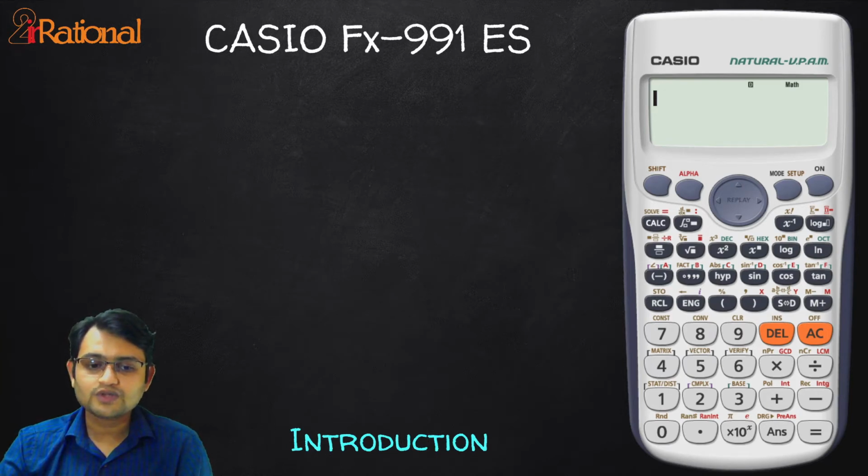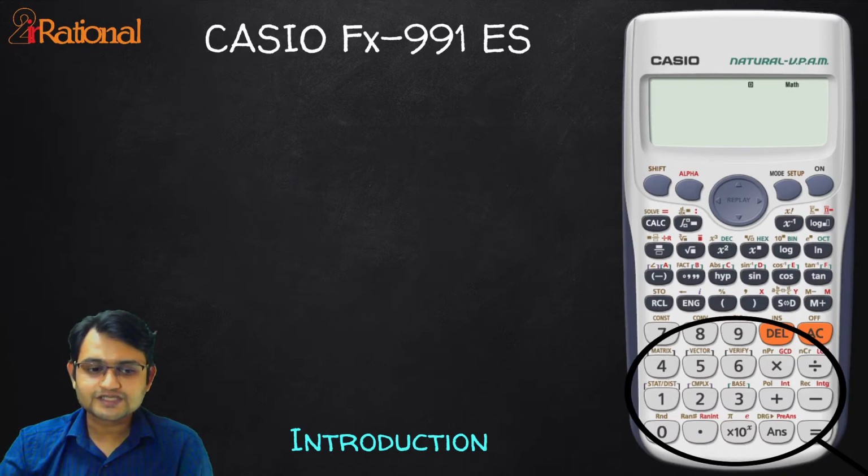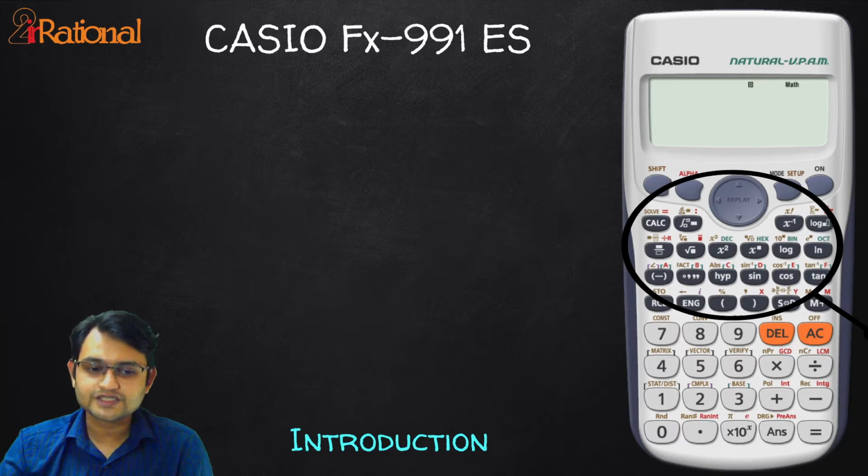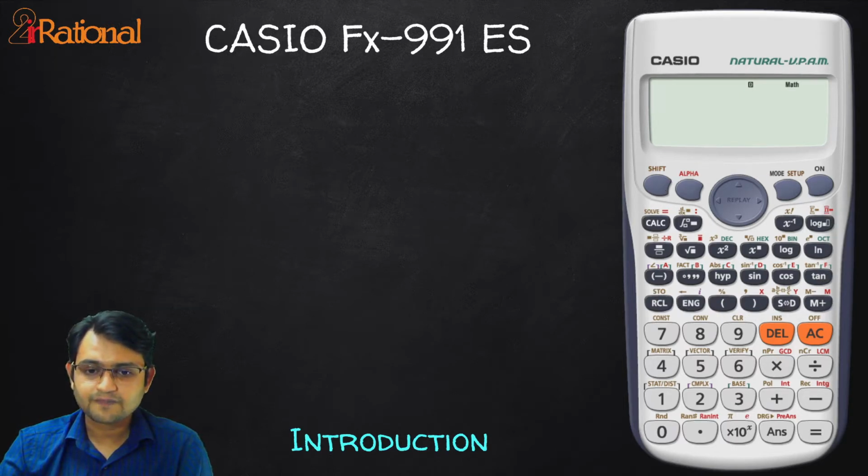Now let's talk about the layout of this calculator. Here we see our basic sets of buttons, and up here we can see more special buttons that give us the ability to make complex equations. Now these two buttons, shift and alpha, bring a whole new dimension to our calculator that we'll talk about later in this video.